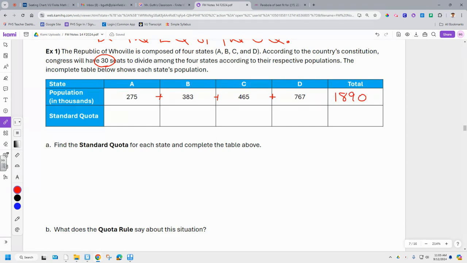We need to find the total population, so we're going to want to add those 4 numbers together. Here's where you want a calculator. You want to be able to add stuff like that. Those numbers total up to 1890. Now remember, that's in thousands, so that's really 1,890,000. And we want to find the standard quota. Well, remember the standard quota was the group population divided by the standard divisor. So we can't find the standard quota until we find the standard divisor. Think about what the word divisor means. It means we're going to divide by that number. So let's find the standard divisor. The standard divisor was the total population divided by the number of items.